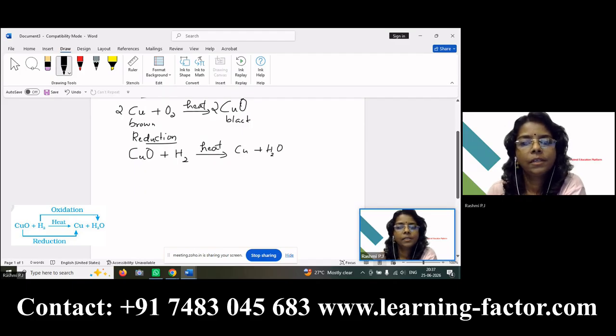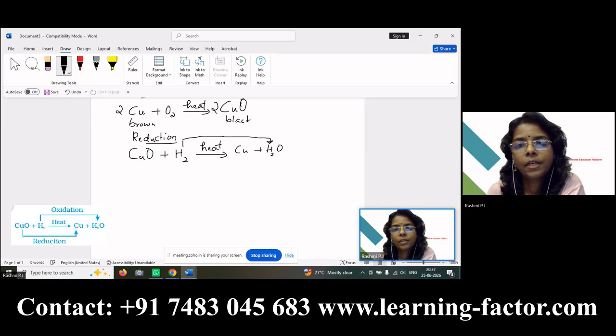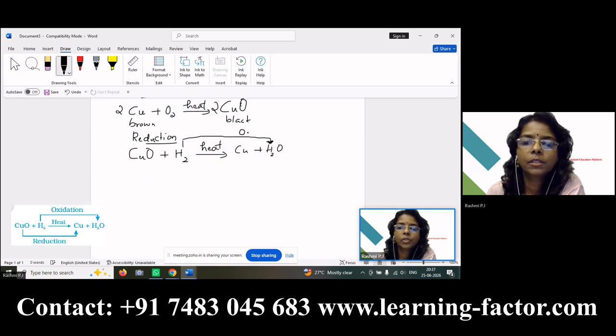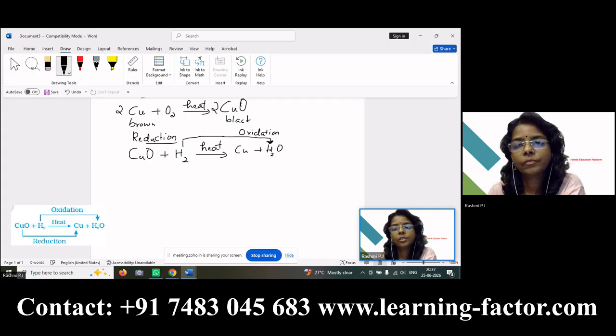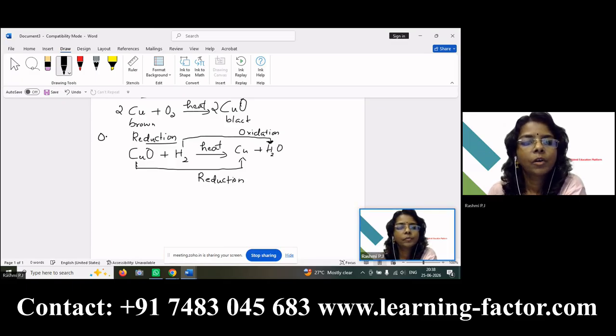And we can see in this reaction, hydrogen gains oxygen. So in this reaction, not only reduction is taking place, but oxidation is also taking place. Here hydrogen is gaining oxygen, so hydrogen undergoes oxidation reaction, and here copper undergoes reduction reaction. So in this reaction, both oxidation and reduction are taking place.